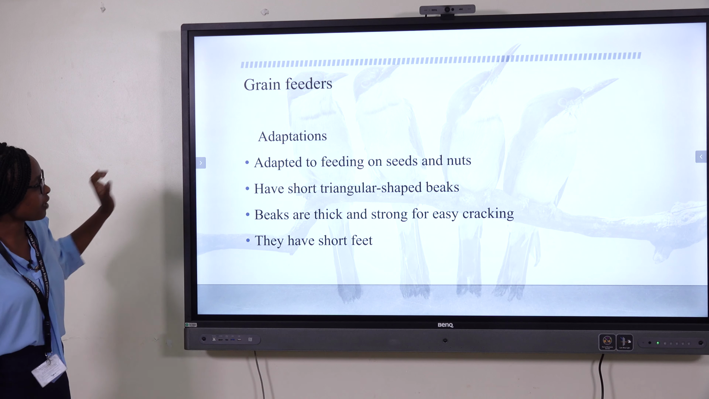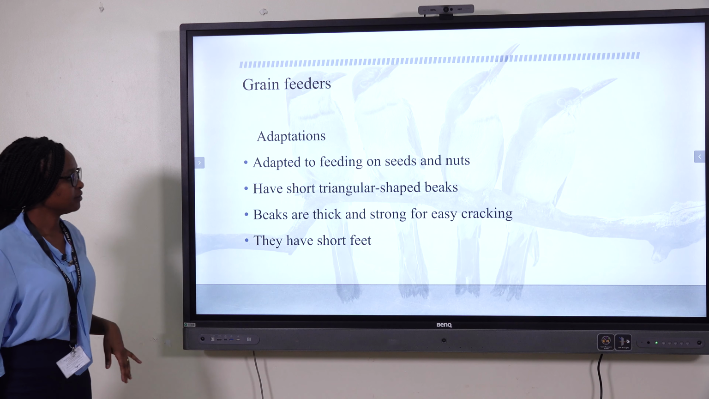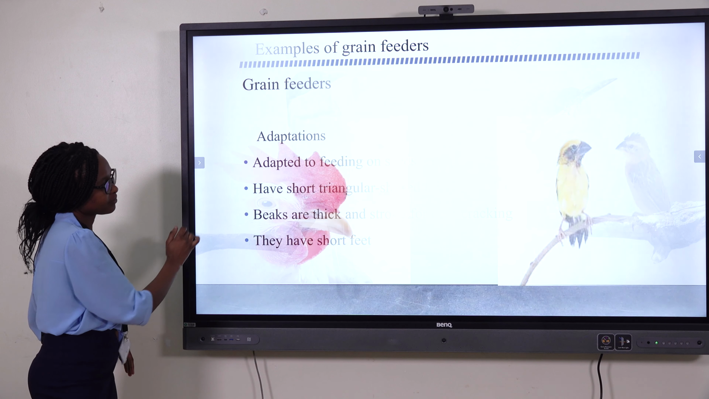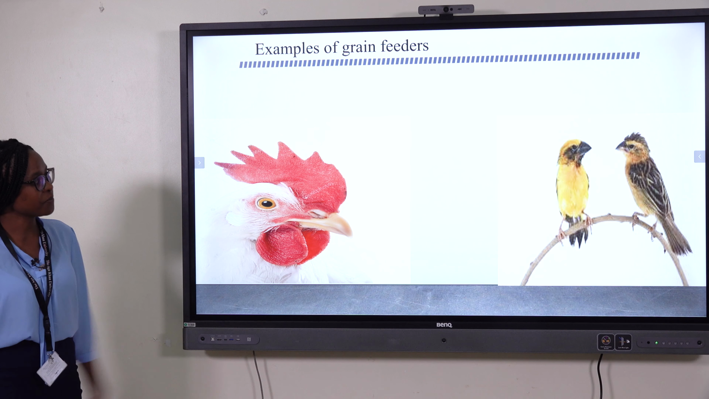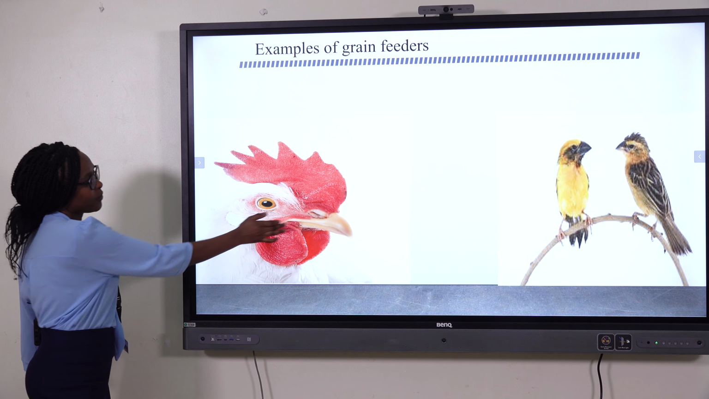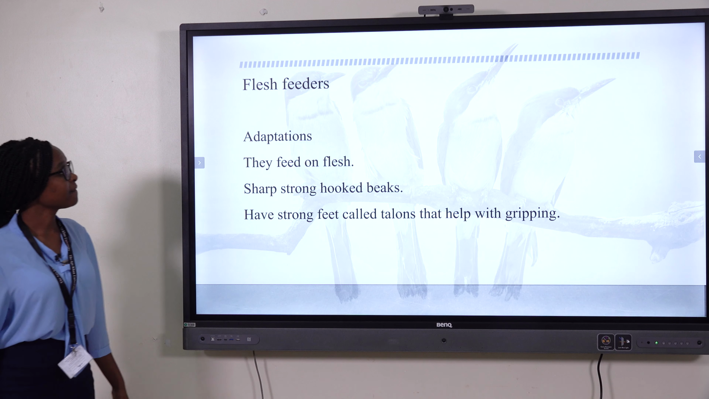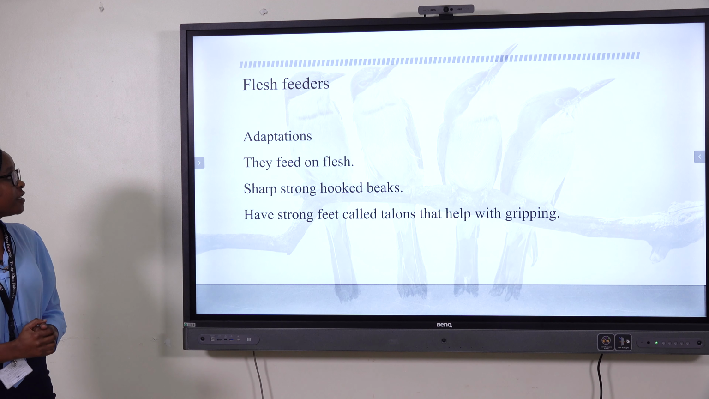And also we have a few examples here of the grain feeders. You can see the short triangular shaped beak there. You can see the other one there. Those are the examples of the grain feeders. Then the other type we are going to look at is the flesh feeders.